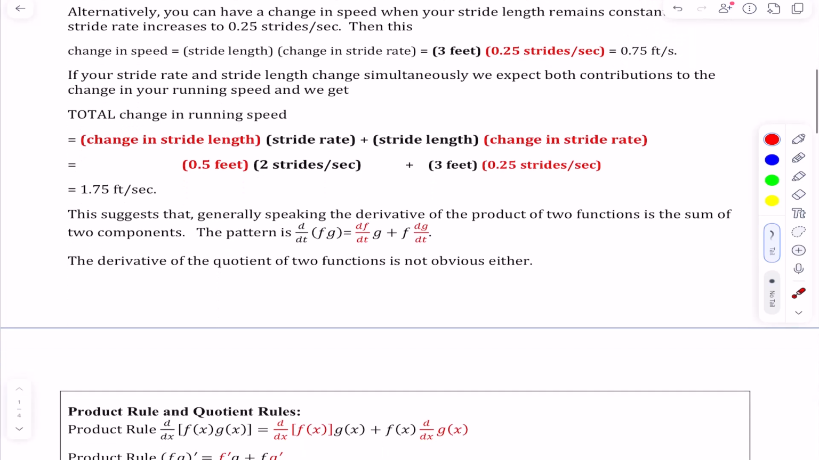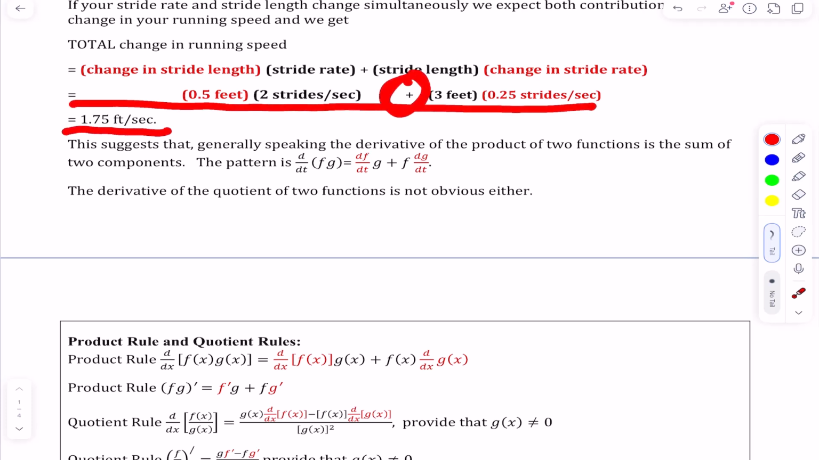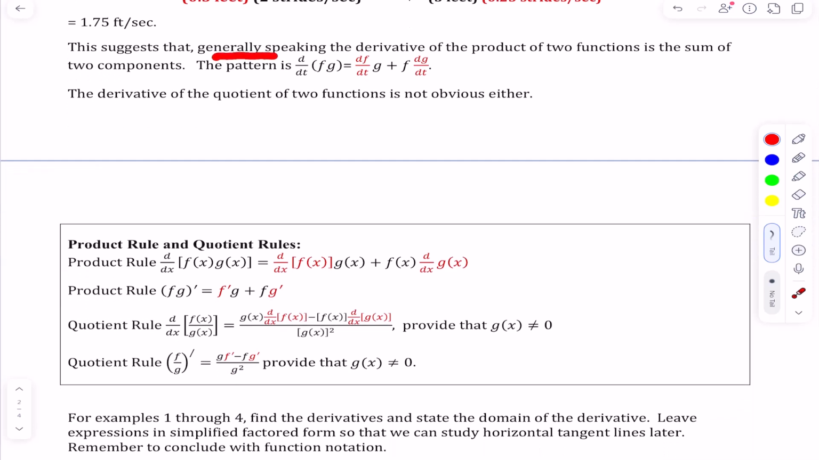And if we write that total change in running speed, we'll see a pattern like this. There's a change in stride length, and then you multiply by the original stride rate. There's a change in stride rate, and then you could multiply by the original stride length. And if you add these two changes together, notice you get the total rate of change. So this gives you an intuition of what a product of two functions and their rate of change would look like. It'll give you a pattern where there is a sum involved.